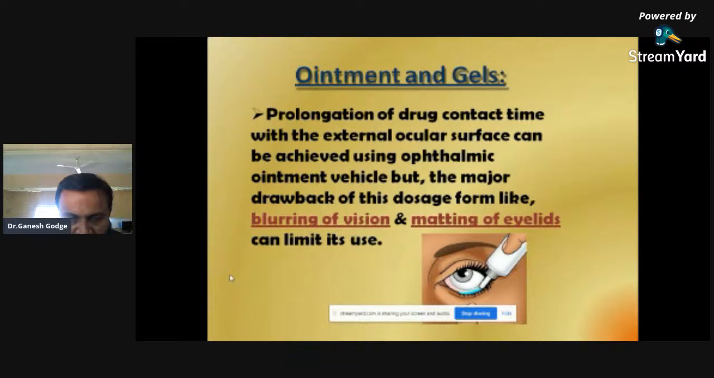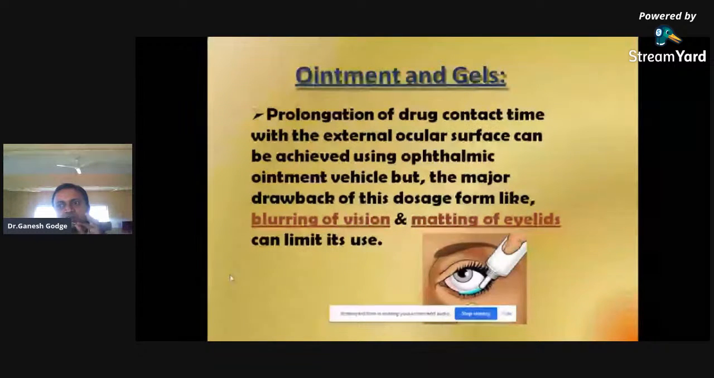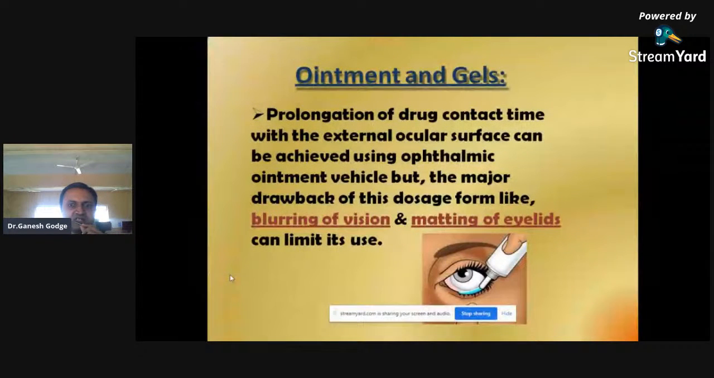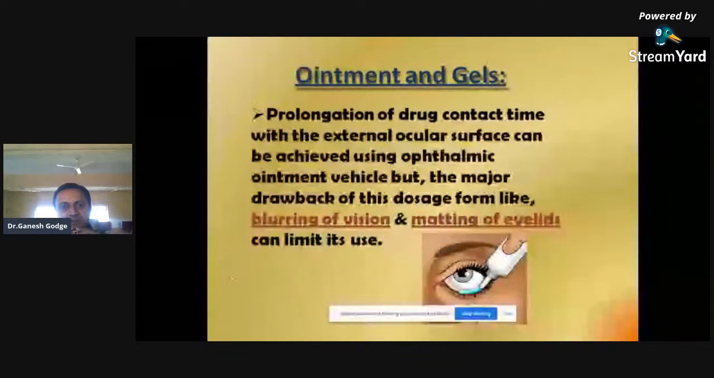So conventional ocular preparations like solution, suspension, or emulsion type, and ointments and gels, have their own advantages and disadvantages. More than advantages, they have disadvantages, I will say. Because they do not ensure proper contact time, they do not ensure proper bioavailability and absorption. In case of ointments and gels, we have increased contact time, which is not possible with solution, suspension, or emulsion type eye preparations. But here, another concern is blurring of vision and matting of eyelids, due to which they are also problematic.